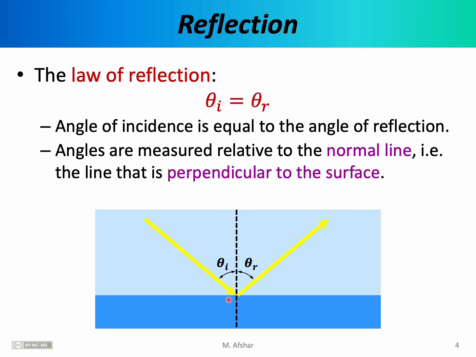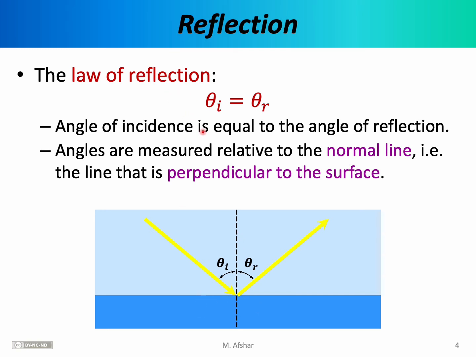So the normal line serves as the reference line for measuring angles. This might seem a little counterintuitive at first, but in the context of electromagnetic waves, and especially in the context of light waves, this is a very common practice. We measure all angles relative to the normal line.